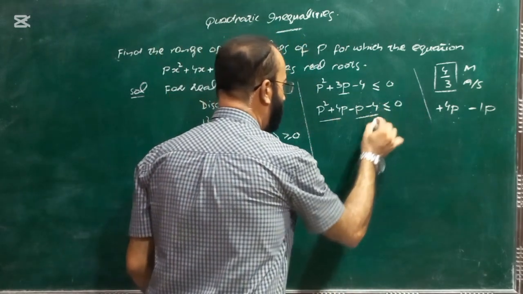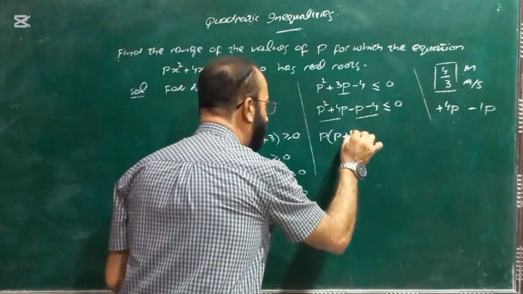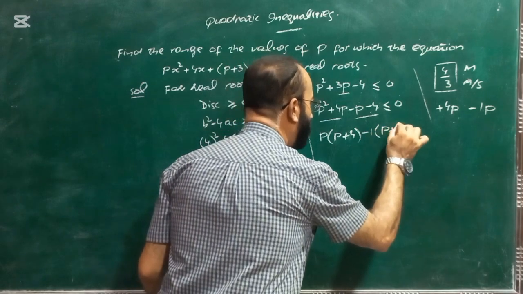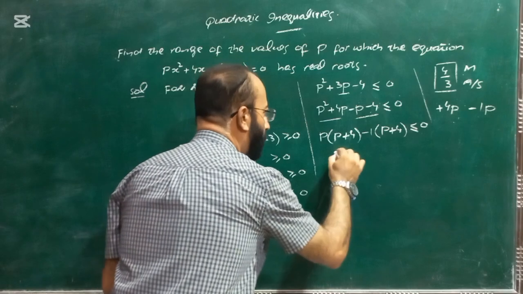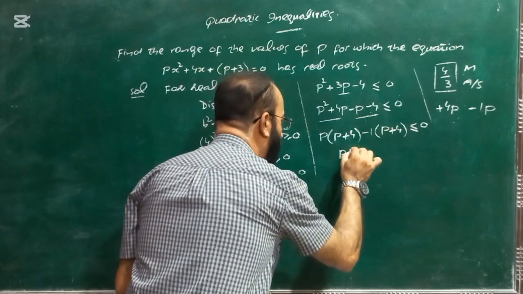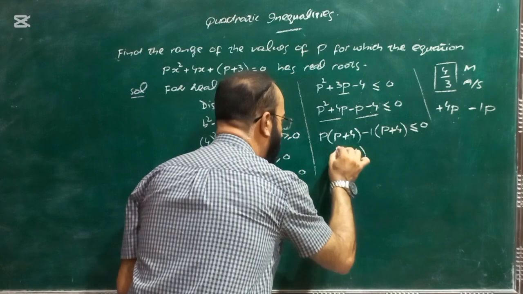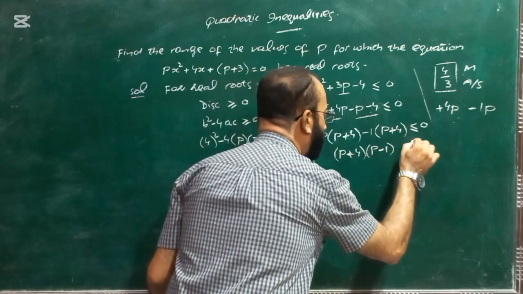So make pairs, take common. In the first pair p is common, so p plus 4. From the second pair minus 1 is common, p plus 4 inside the bracket. So out of these two common brackets, one will be written, so p plus 4, and the values outside the bracket will be written in the second bracket.